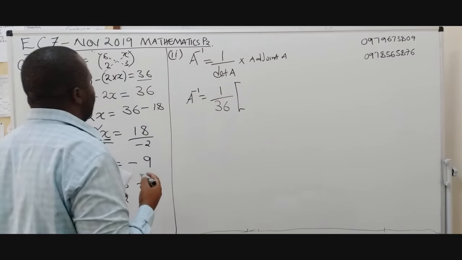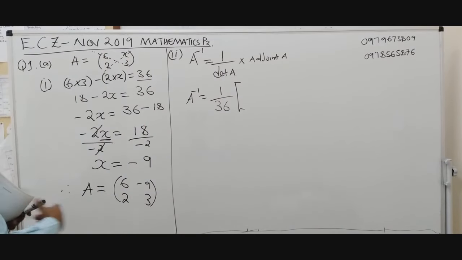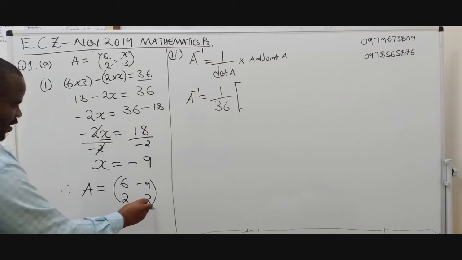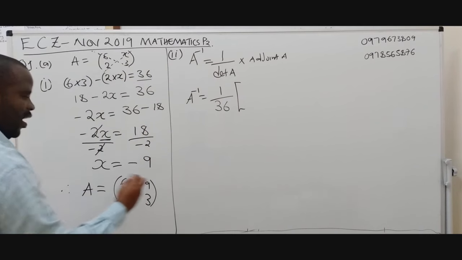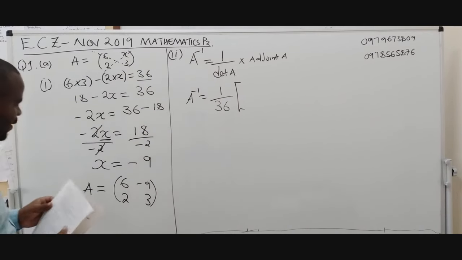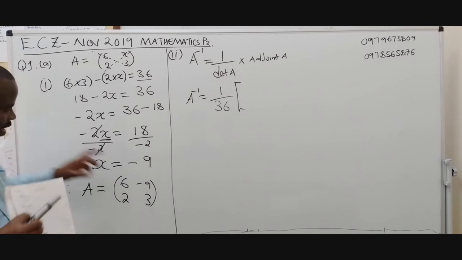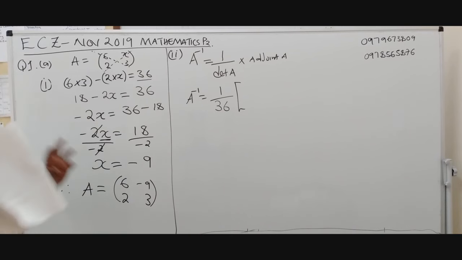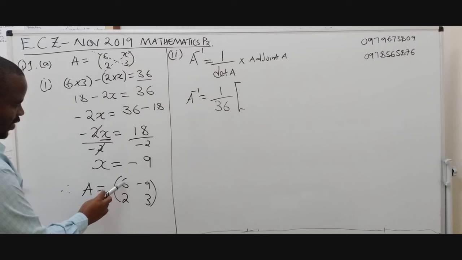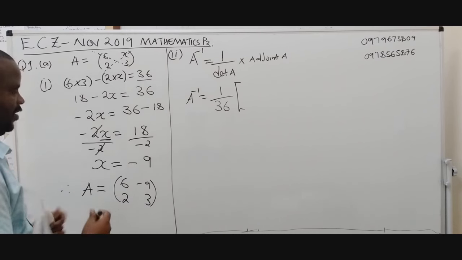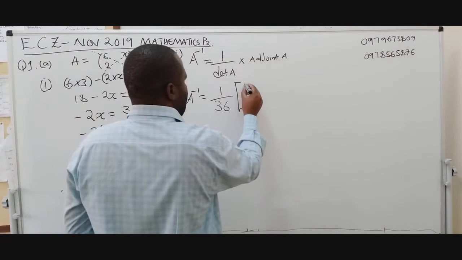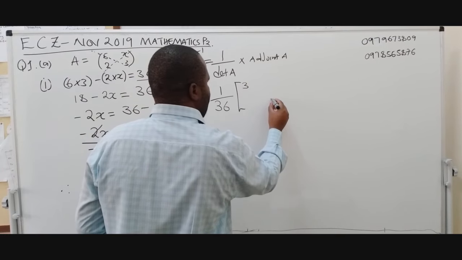What is the adjoint? How do you find the adjoint? You deal with the matrix. This is the major diagonal, and this is the minor diagonal. In the major diagonal, the elements interchange their positions. Meaning that while there is 6 here, you put 3, and while there is 3, you put 6. So you're going to have 3 here and 6 somewhere here, right?